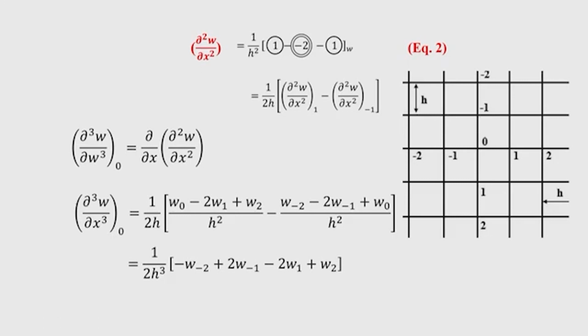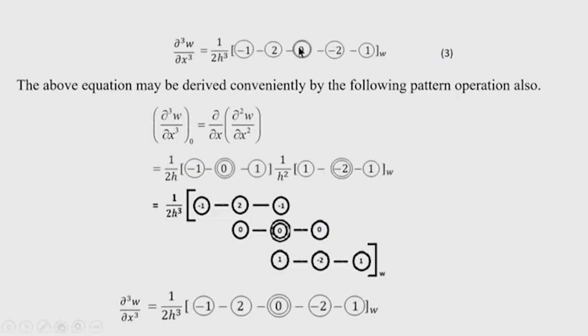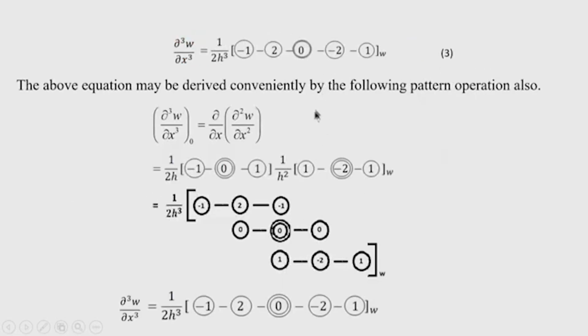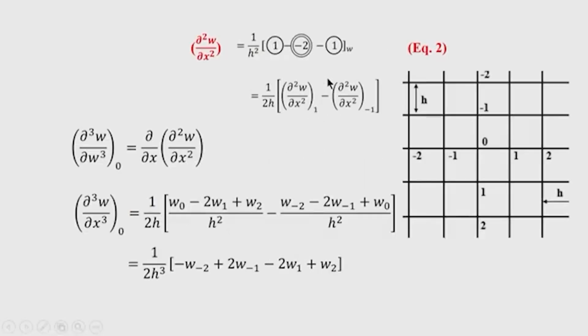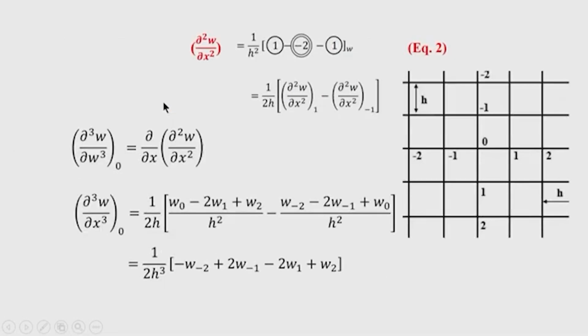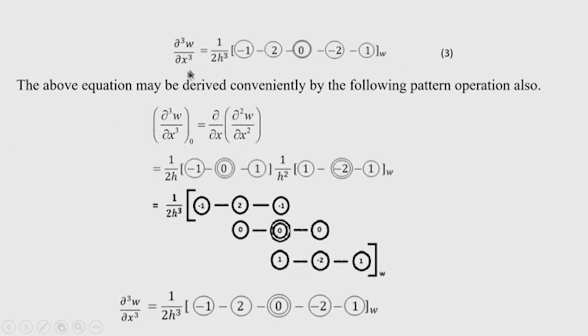So, if I write in the stencil form, this is the node we are considering, at O. So, this is the coefficient at the node which is 0. Towards the right side the coefficient is minus 2, and then on the further side it is plus 1. So, here it is plus 1 w 2. Similarly, towards the left hand side it is plus 2 and minus 1.